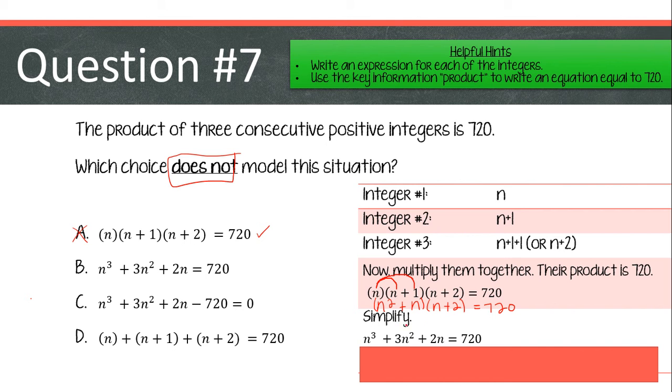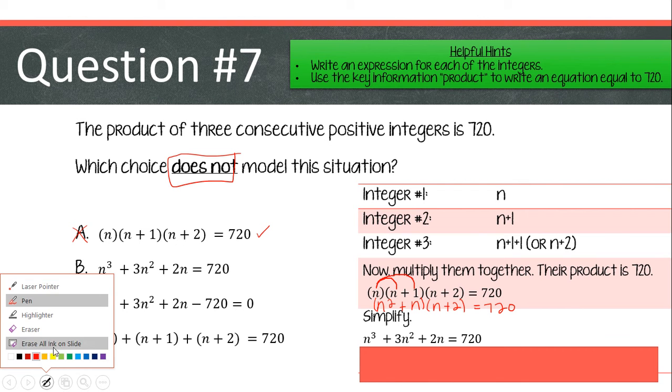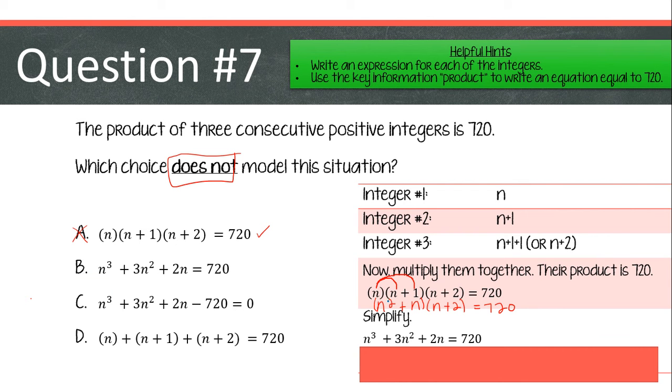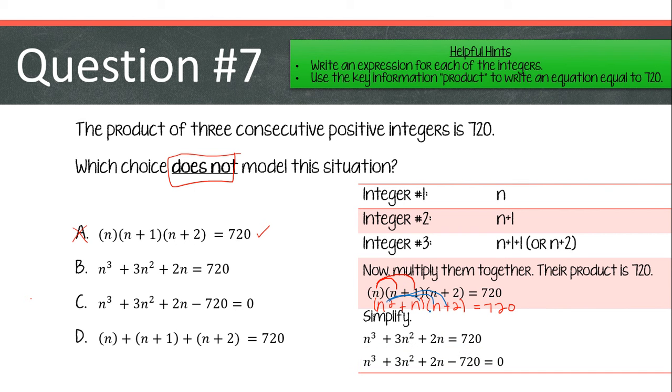Then from here to here, I'd have to distribute again. So I'd have to multiply, or shoot my rainbows, twice. The n squared times the n, and then the n squared times the 2. n squared times n gives me the n cubed. And then n squared times 2 would be plus 2n squared. Then I do it again for my second term. So I'm going to have n times n, or n squared. And then n times 2 is 2n.